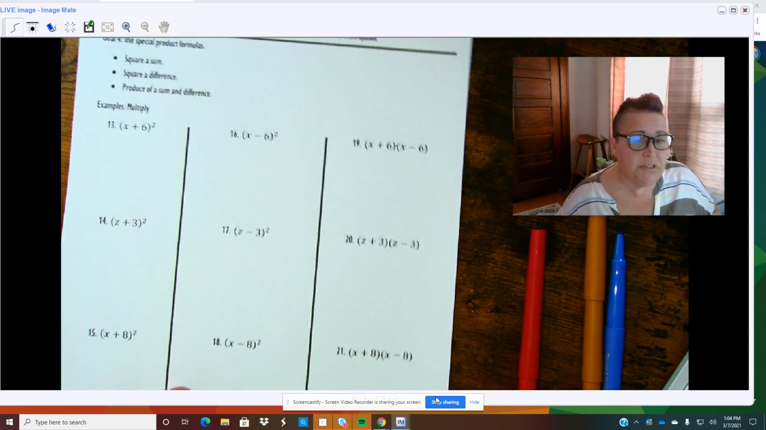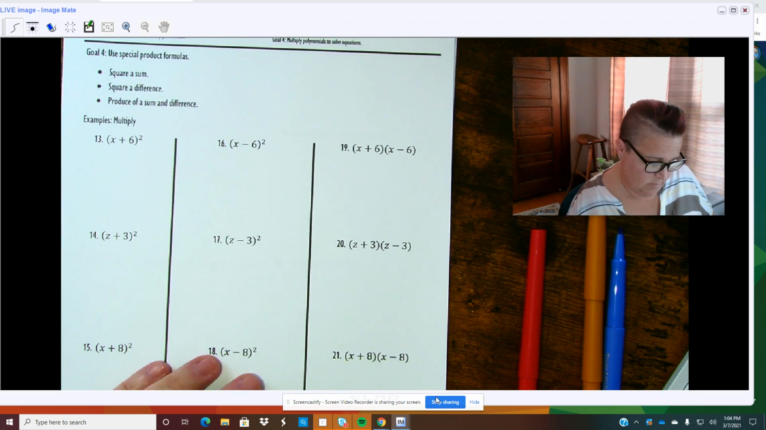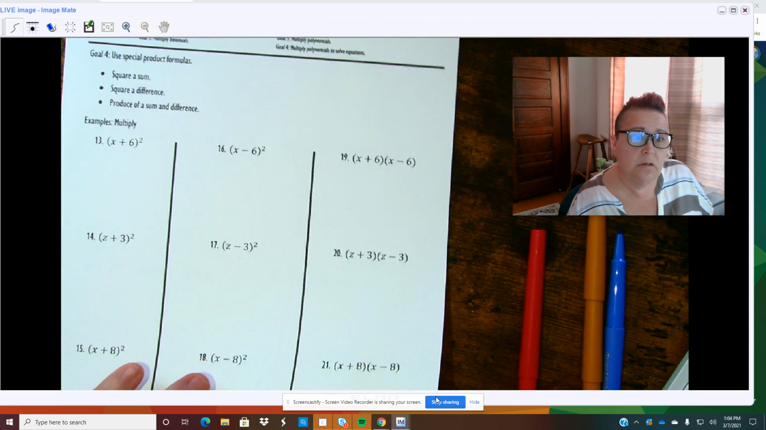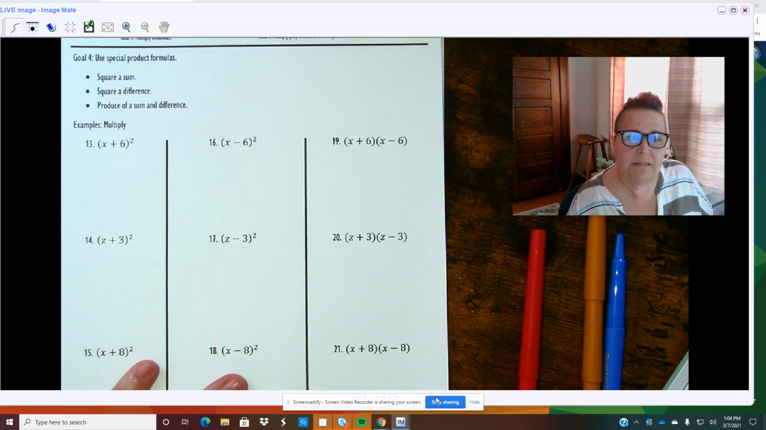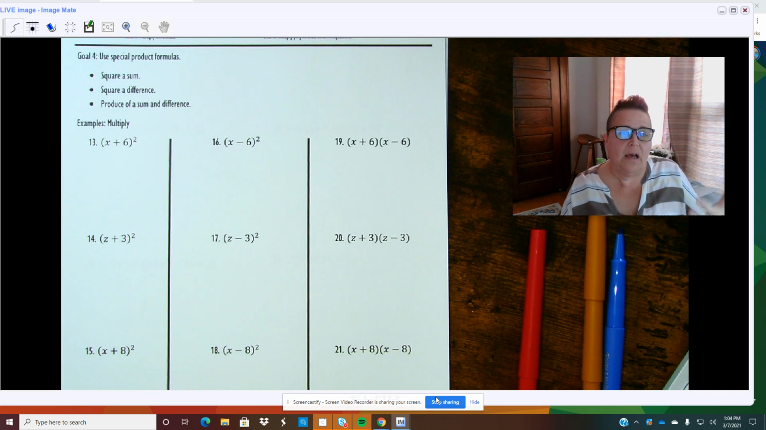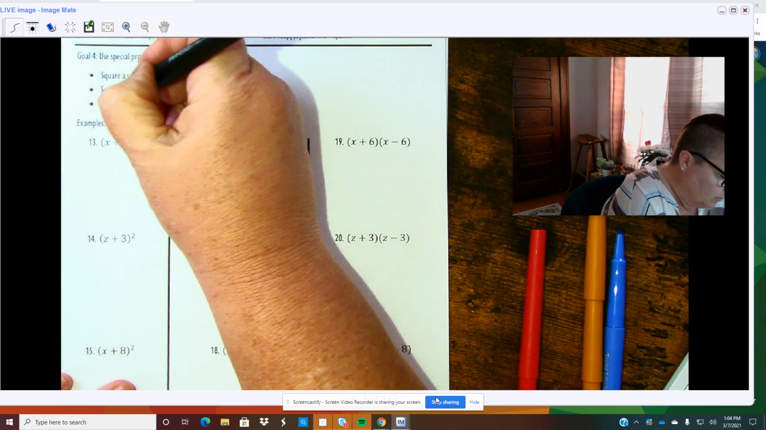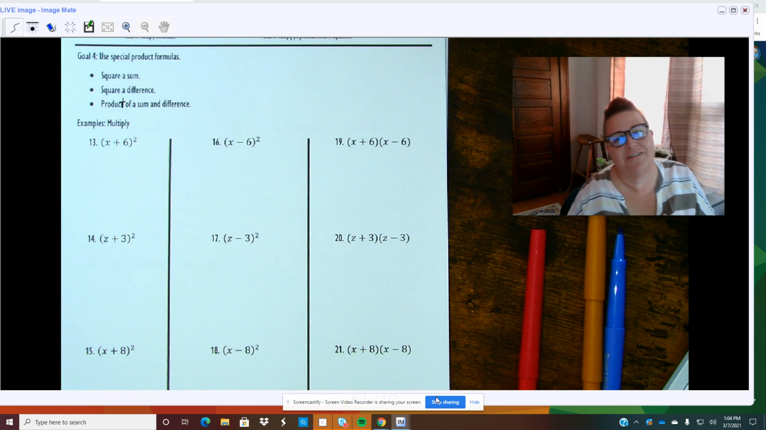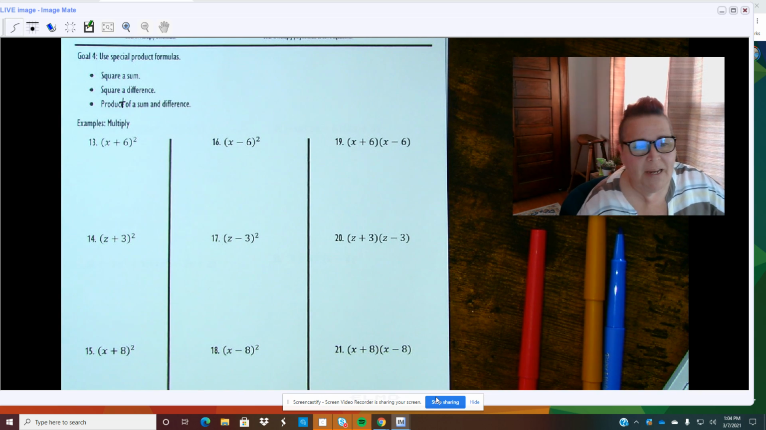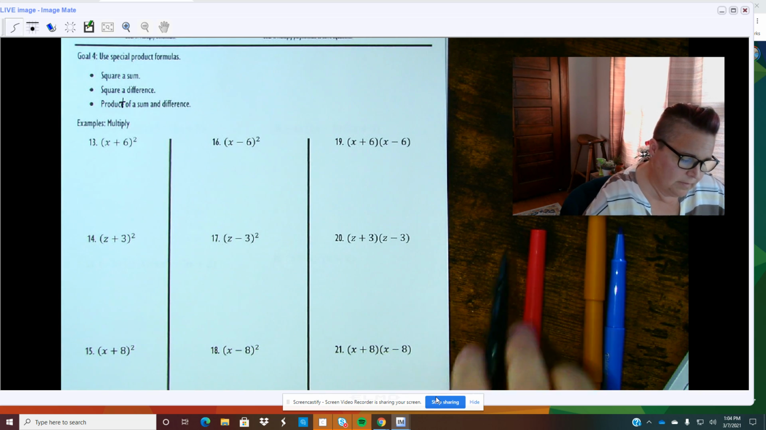Now, this particular section is going to go over some of the patterning that happens. We're going to talk about 3 of the most basic patterns when you're multiplying binomials, and that's the square of a sum, the square of a difference, and what happens when you find the product of a sum and a difference. All right? So what does that mean?